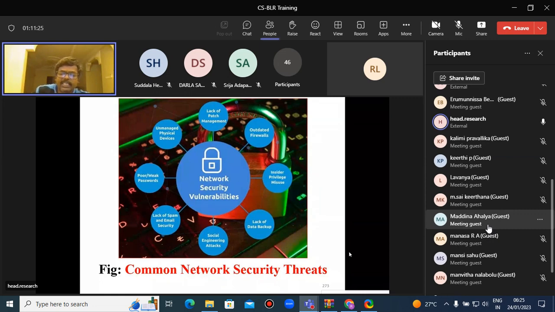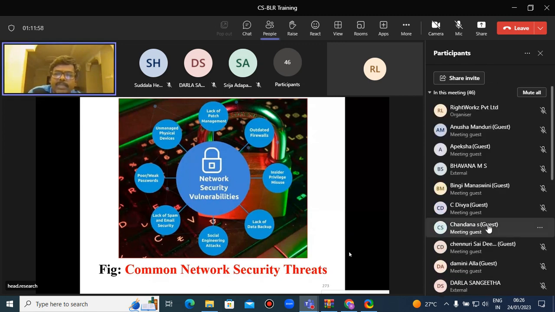Outdated firewalls means we are using firewall software like CyberArk. CyberArk is one example of a network firewall. Sometimes outdated means the license may be over or valid only within a certain period. After that, you need to renew the license of that firewall. That is called an outdated firewall. Insider privilege misuse means once intruders attack the network and enter it, they misuse the data.